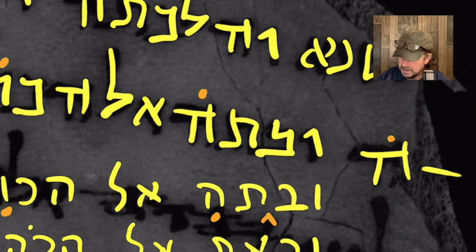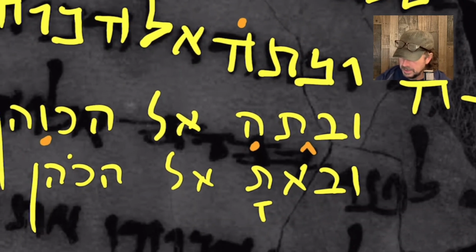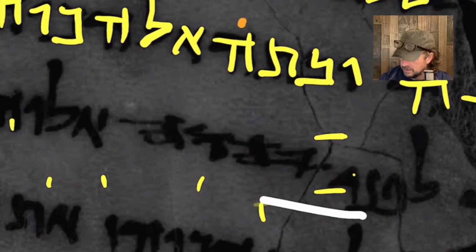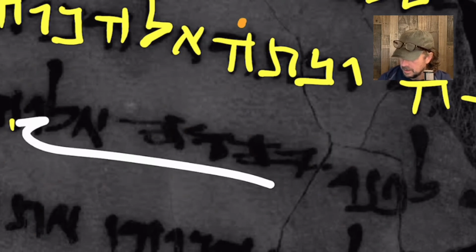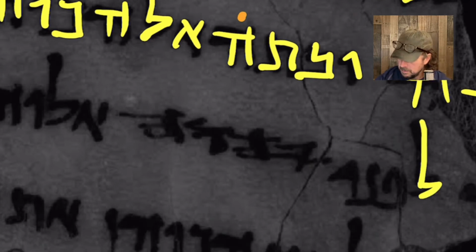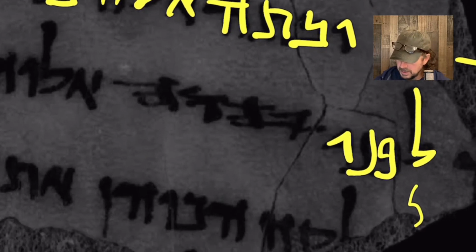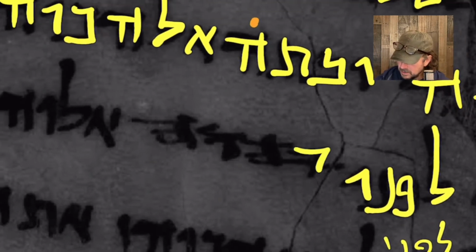Okay, so we need to continue on here. I'm going to erase what I had from the Masoretic here. And then we have Lamed, Pei, Nun, Yod. That's Lifnei. Oops, I need to make this so you can read it. Lifnei. And then we have our Tetragrammaton.